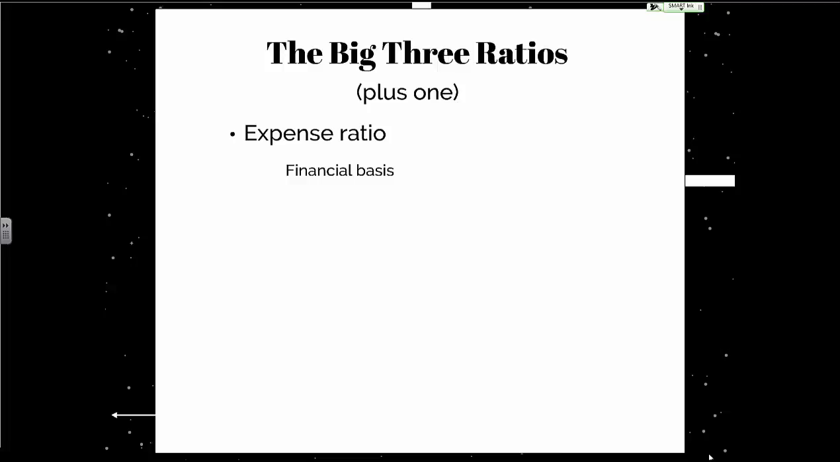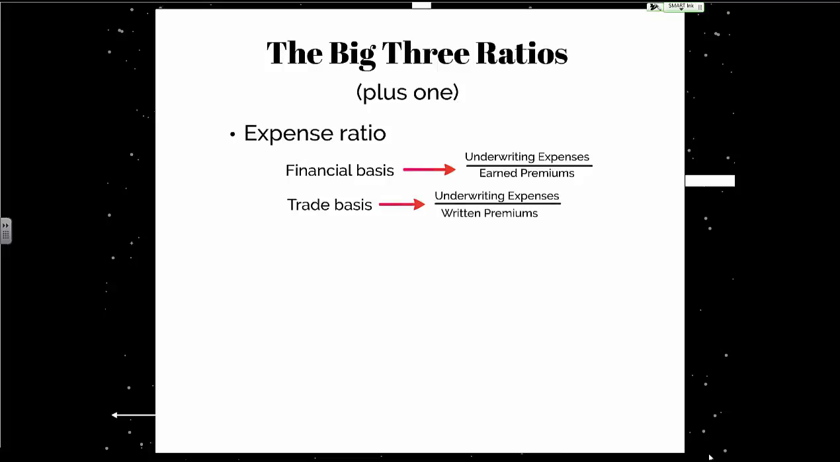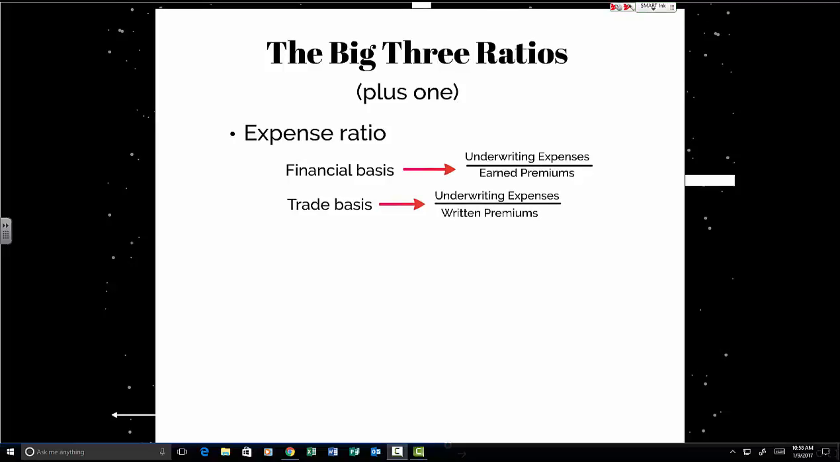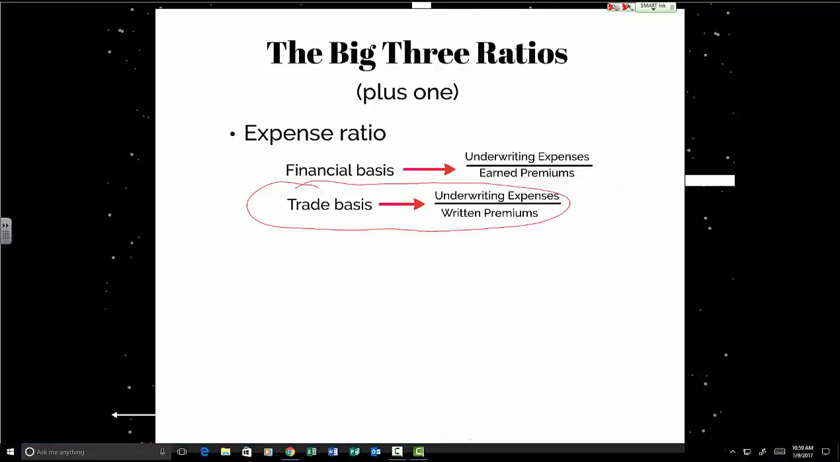There are two different bases for the expense ratio. First, the financial basis, which is underwriting expenses divided by earned premiums. Then there's the trade basis, which is underwriting expenses divided by written premium. By far, the most commonly expressed version of the expense ratio is the trade basis ratio.